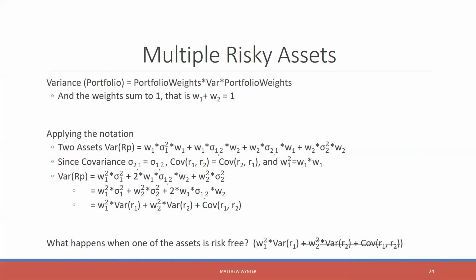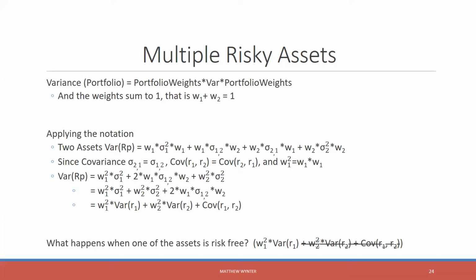So what happens when one of these assets is risk-free? What we love about the asset being risk-free is that it has no variance and no covariance. What does that mean? It means when we have a portfolio that consists of a risky asset and a risk-free asset, only the risky asset will increase the variance of our portfolio. Only the risky asset adds risk to our portfolio. And that makes intuitive sense.